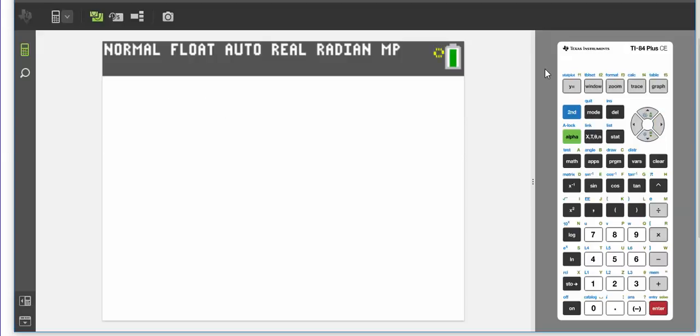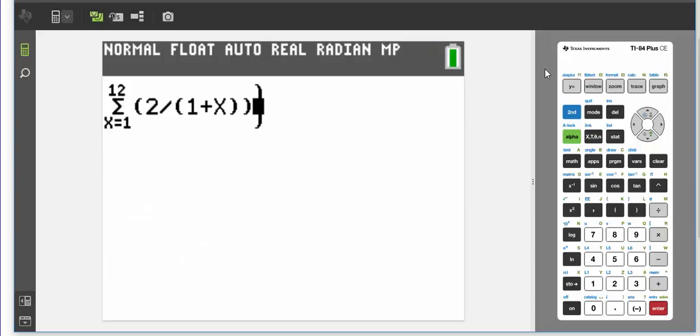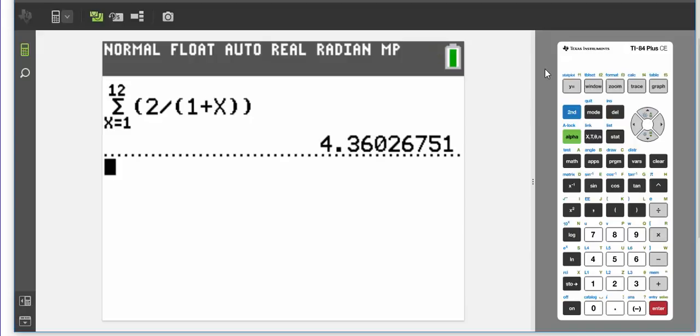It's personal preference. Don't know why that thing ended up so big. Uh-oh, what did I do wrong? I must have a parentheses issue. Oh, I hit parentheses twice. That's what happened. All right. Even I make mistakes. Who knew? All right, so there's our first one. We get about 4.36.